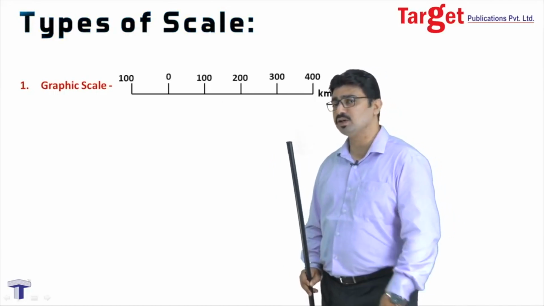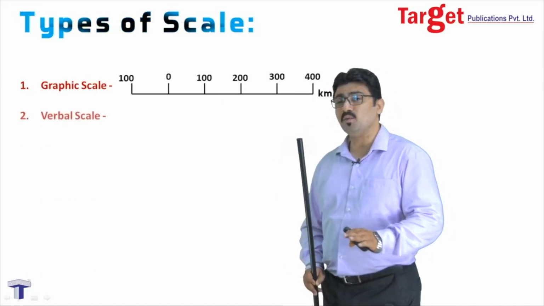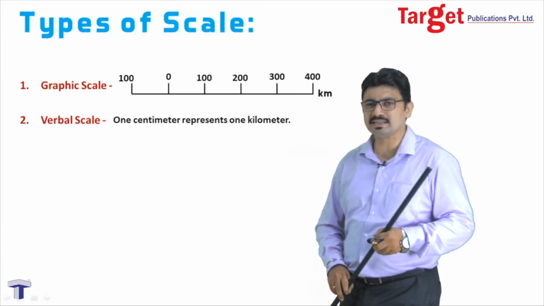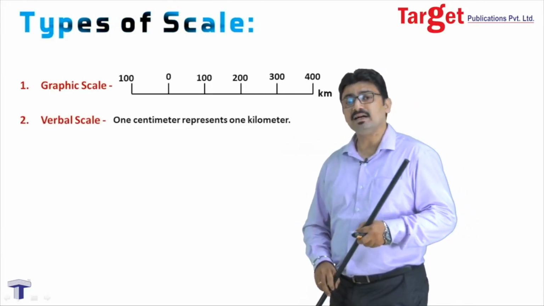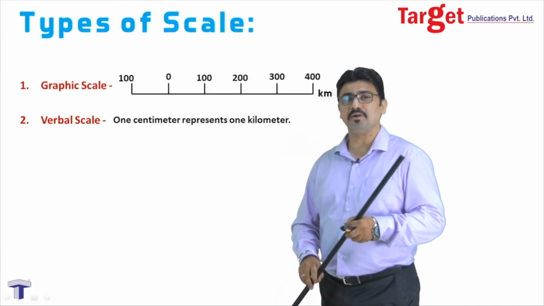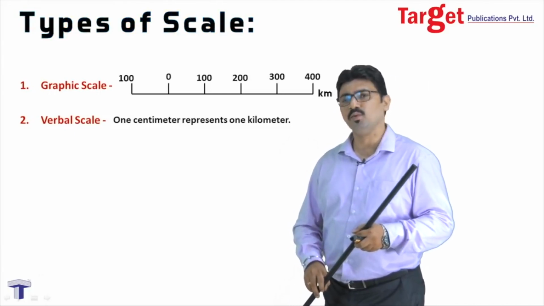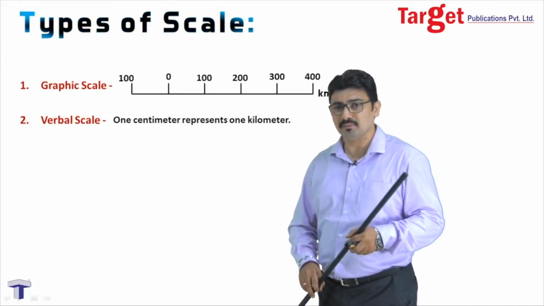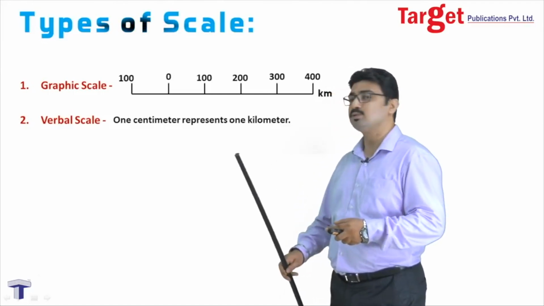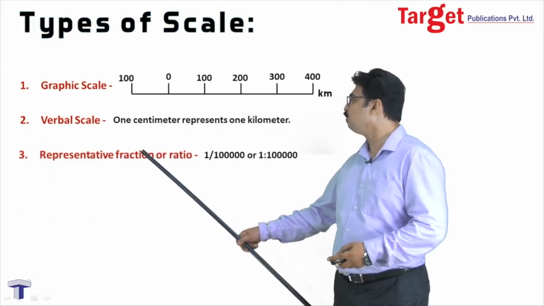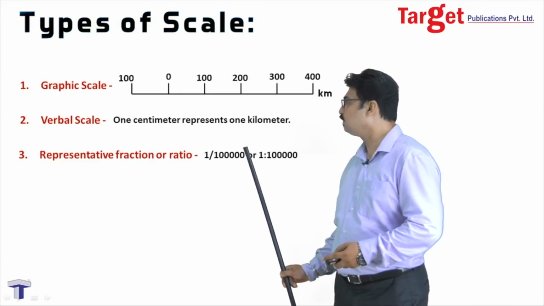The next way of showing a scale is known as verbal scale. What do you mean by verbal scale? Verbal here means the scale is explained or mentioned with pure help of words. There is no graphical, there are no numbers, the numbers are written in words. That's why it is known as verbal scale. For example, 1 centimeter represents 1 kilometer.